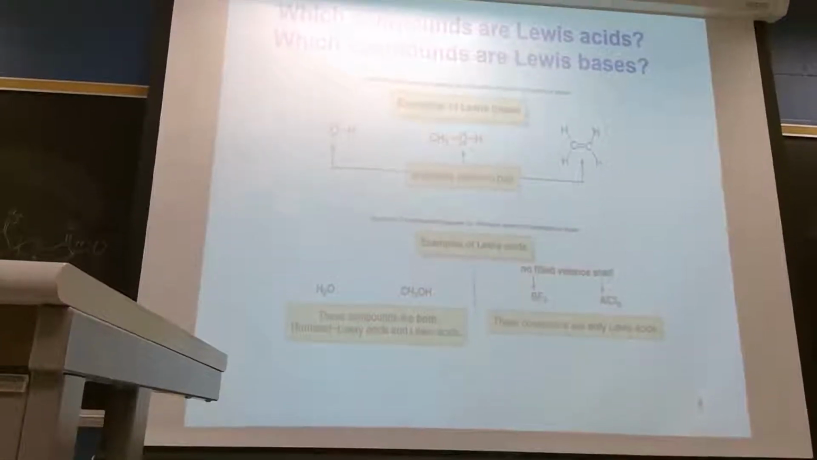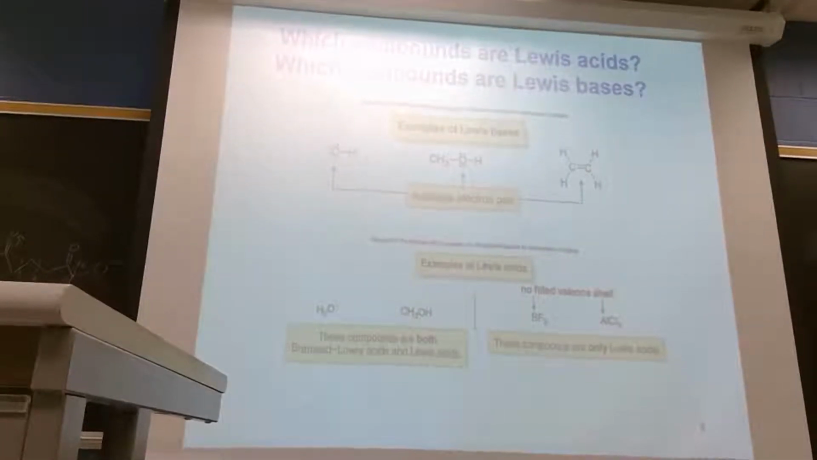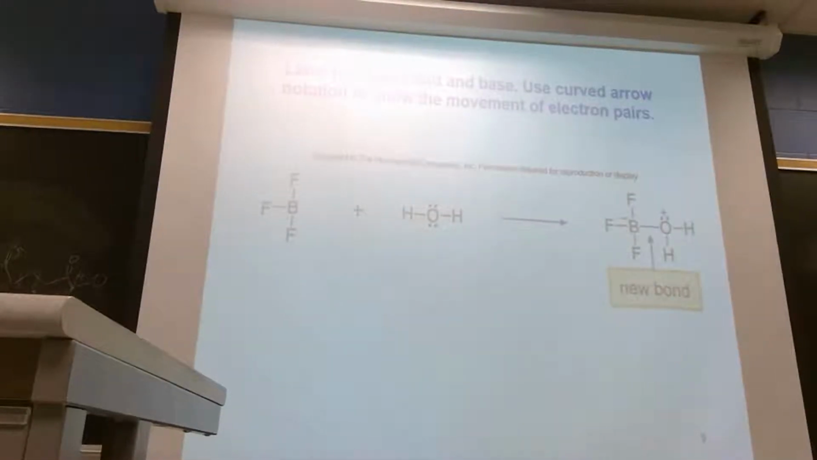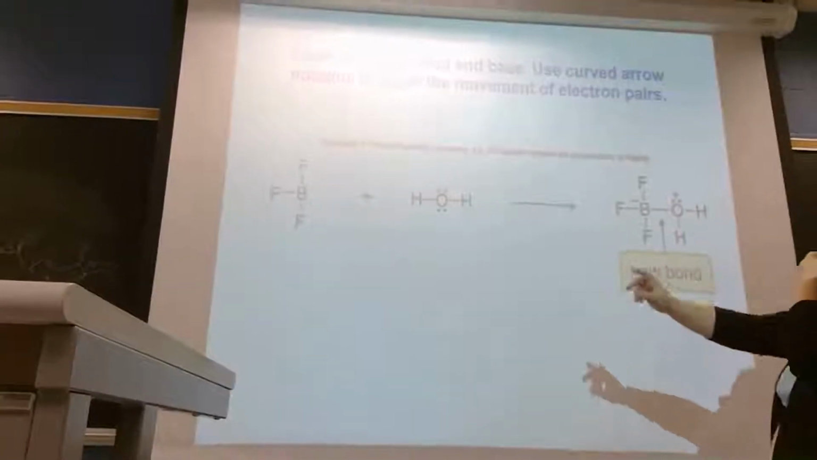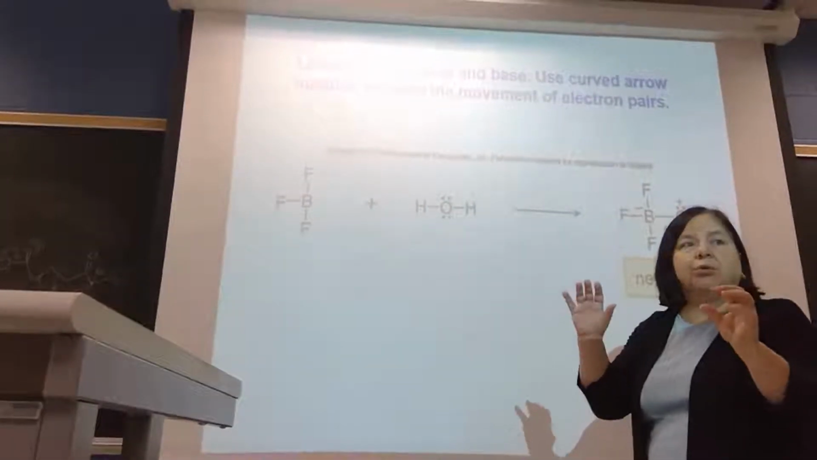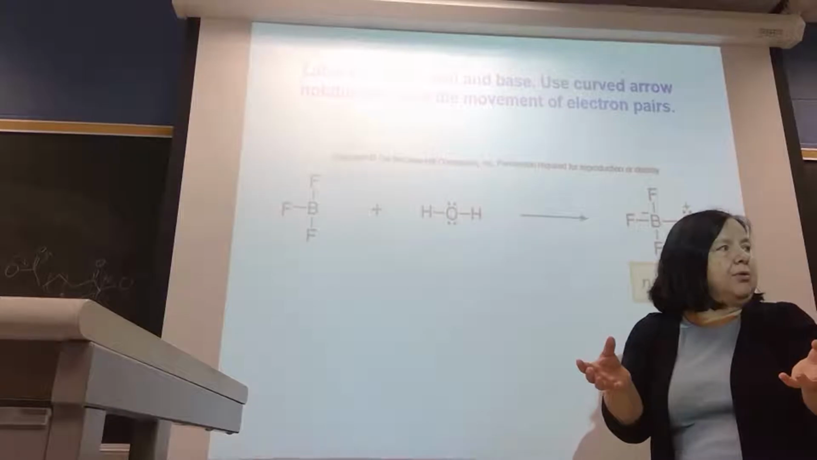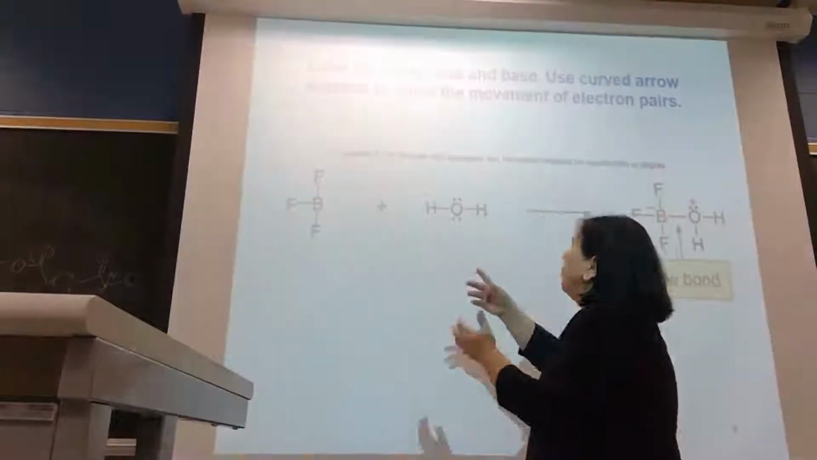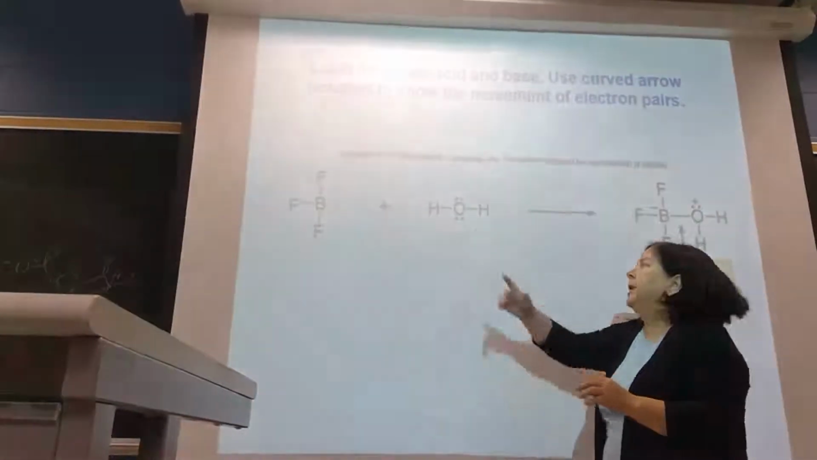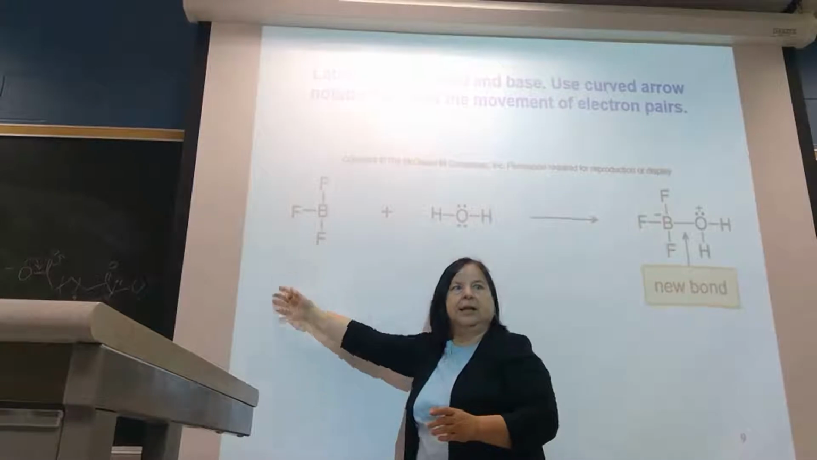Lewis base is electron rich, Lewis acid is electron poor. Lewis acid can accept electrons. So let's decide which of the two is the Lewis acid and which is the Lewis base. A reaction happens only between electron poor and electron rich. If both are electron rich, they don't like each other. If both are electron poor, they will not react. So which of the two will be the Lewis base? The one with lone pair electrons. So this is the Lewis base, this is the Lewis acid.